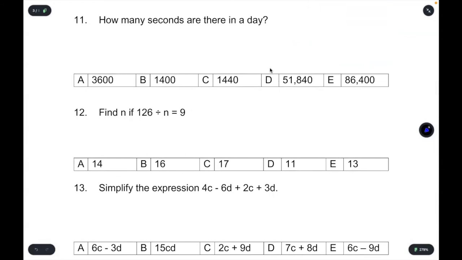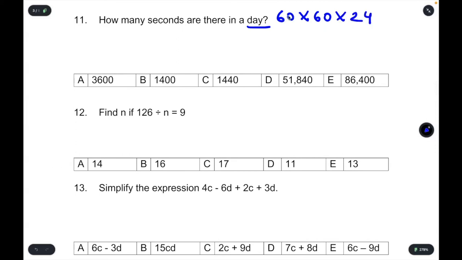Now let's work our way upwards. How many seconds are there in a minute? There are 60 seconds in a minute. You've got 60 minutes in an hour, so we then need to multiply by 60. That should give you the number of seconds in an hour, but we need to get to a day. So we need to see how many lots of an hour do we have in a day? And the answer to that is 24.